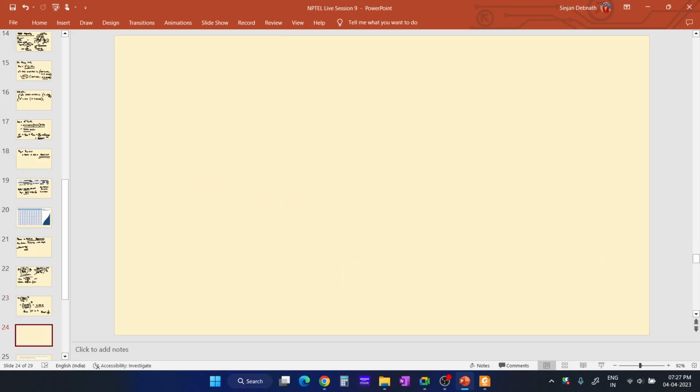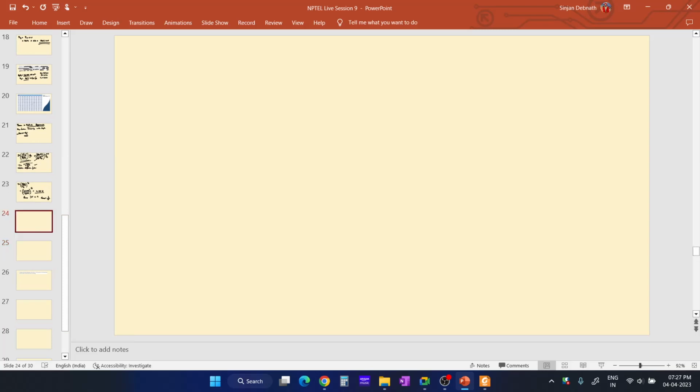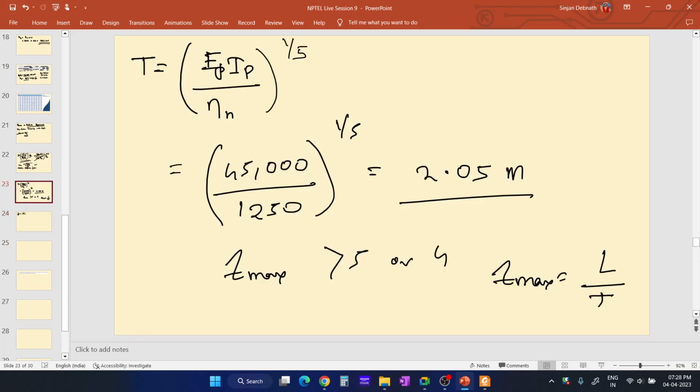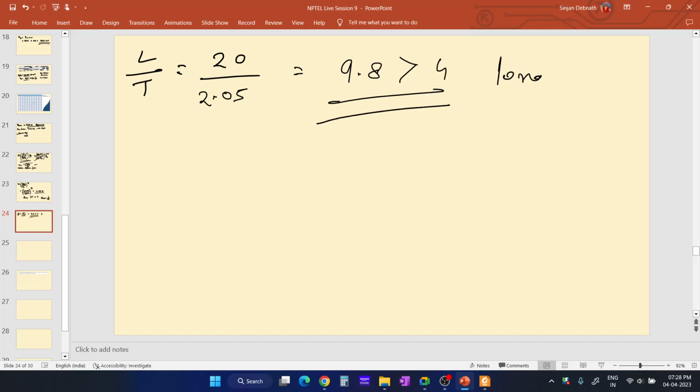So now, before proceeding, we need to check once the value of L by T. The length of the pile is how much? It is 20 meter, and T we have found out, it is 2.05 meter. Now, how much is L by T? It comes out to be 9.8, and it is much greater than 4 or 5. So that means it is a long pile, and we can use the Matlock and Reese approach.